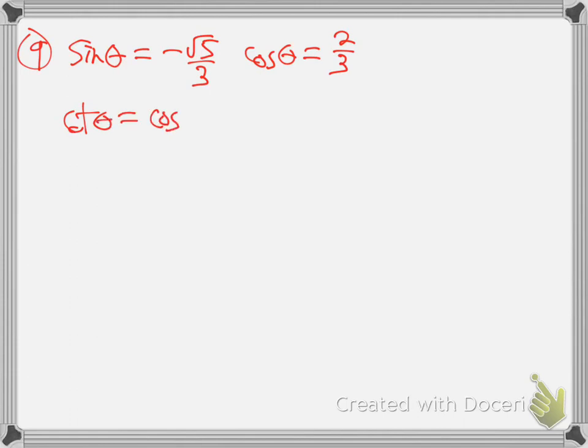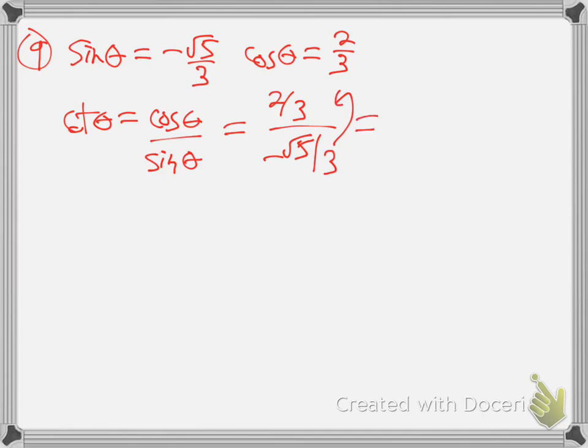Number 9, it says sine theta is minus root 5 over 3. Cos theta is 2/3. Find the cotan of theta. Well, cotan you can have from your 3x5 card the definitions. It's cosine over sine. So it's 2/3 over minus root 5 over 3. Flip this guy upside down. 2/3 times 3 over minus root 5 cancels out. 2 over minus root 5.